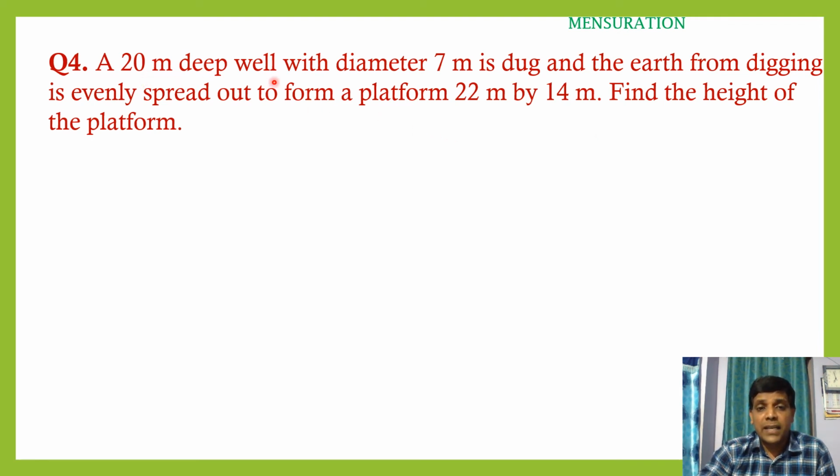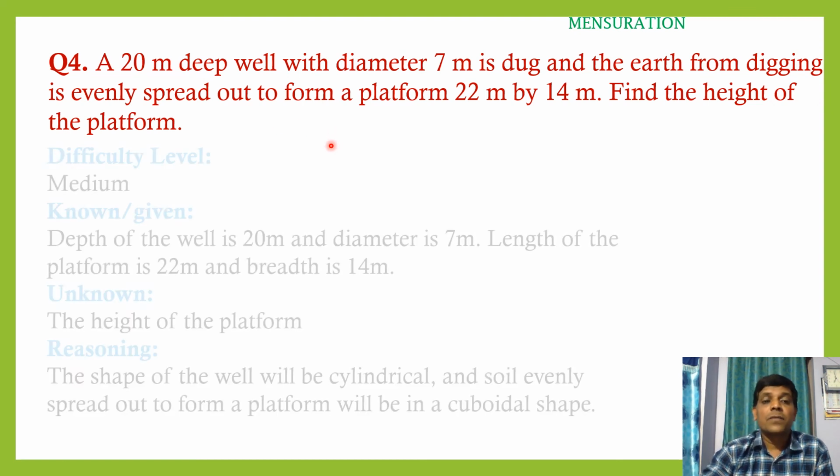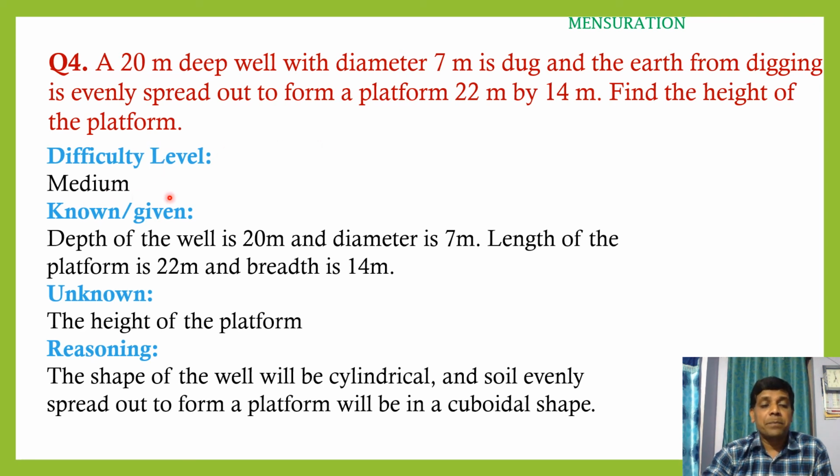Volume of the cylindrical shape sand or mud equals volume of cuboid. So first of all, we are going to analyze. Based on the question, this is medium level because the given solids are cylinder and cuboid. Volume of cylinder equals π r² h. Volume of cuboid equals length into breadth into height. So coming to analysis, difficulty level medium.